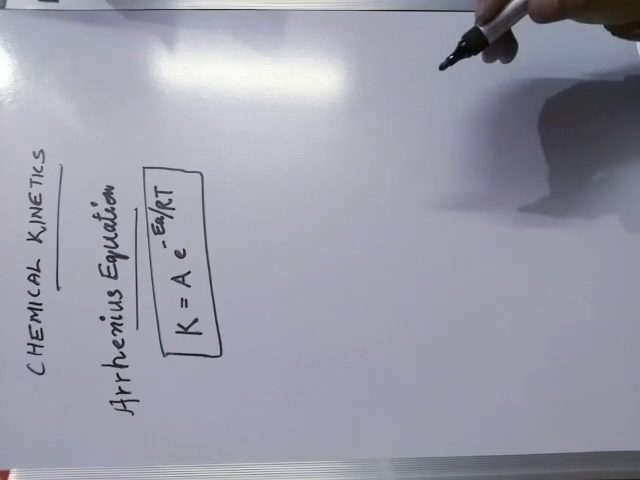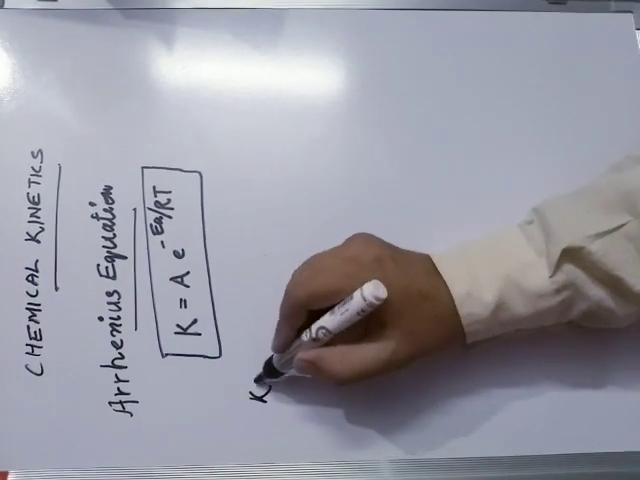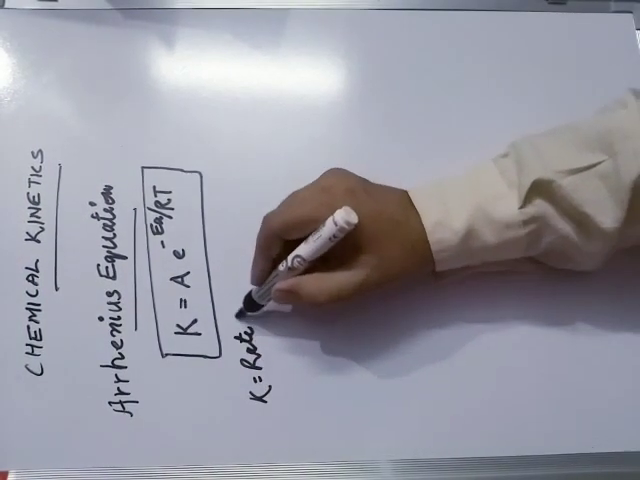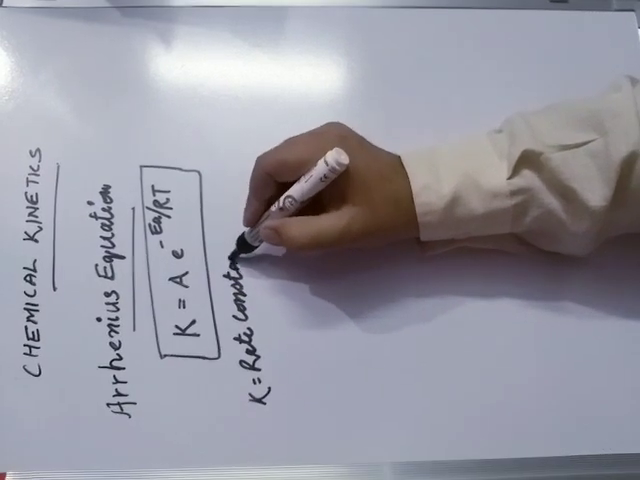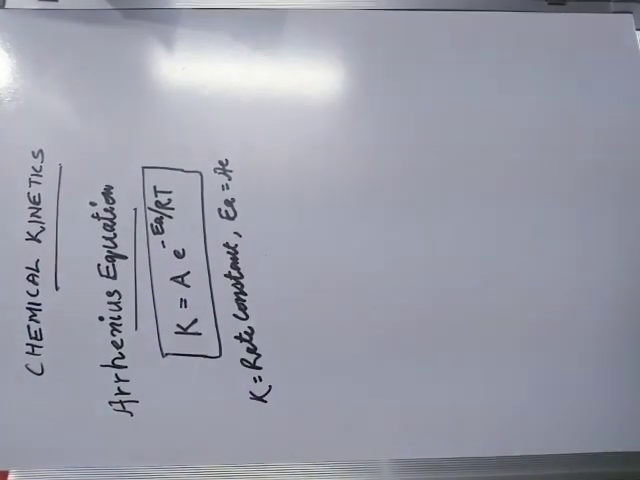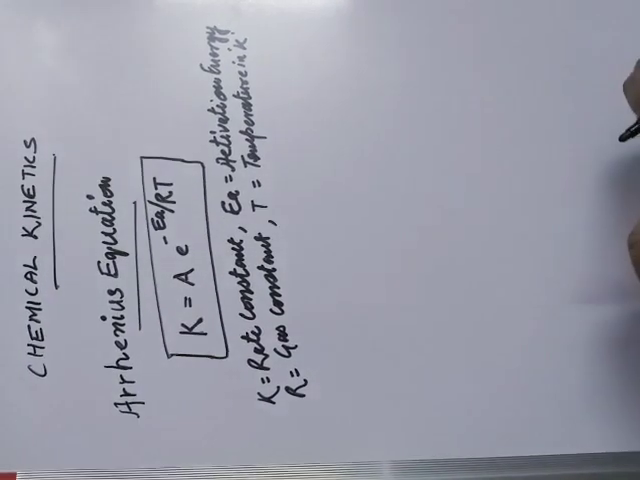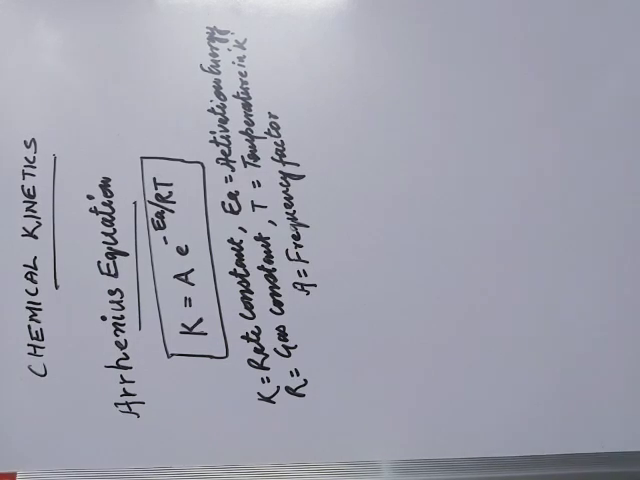So this is the Arrhenius equation, that is K is equal to A e to the power minus EA upon RT, where K is the rate constant, EA is the activation energy, R is the gas constant and T is the temperature in Kelvin, where A is the frequency factor and gives the frequency of binary collision of reactant molecules per second per liter.